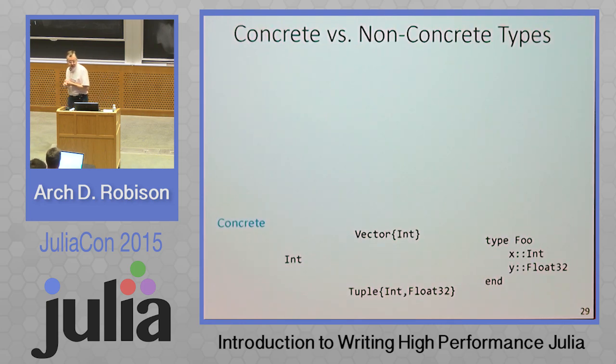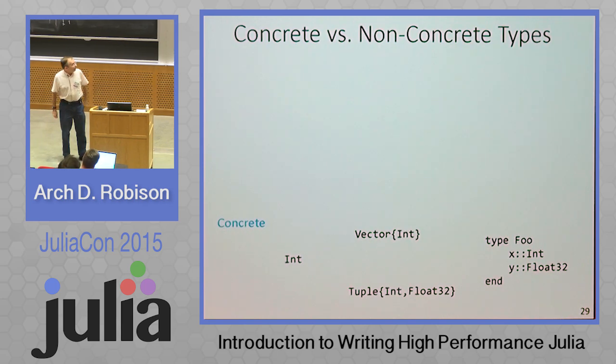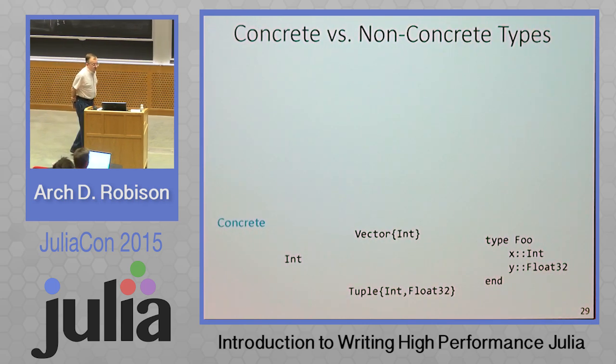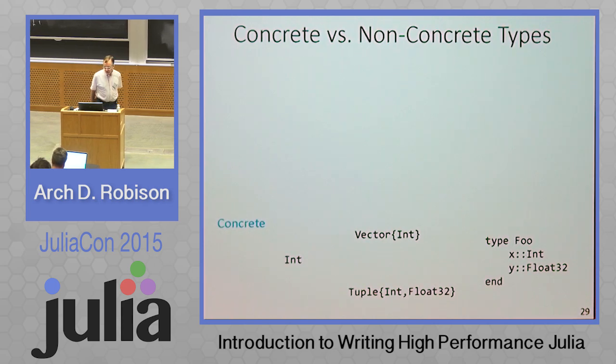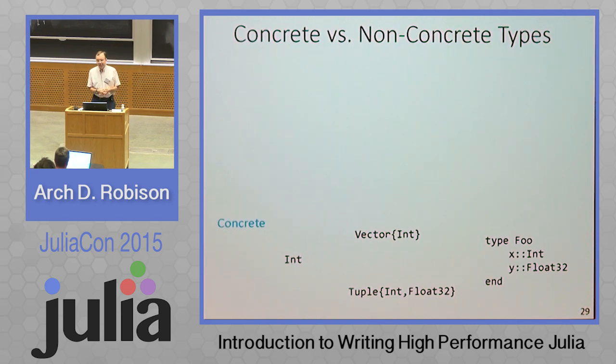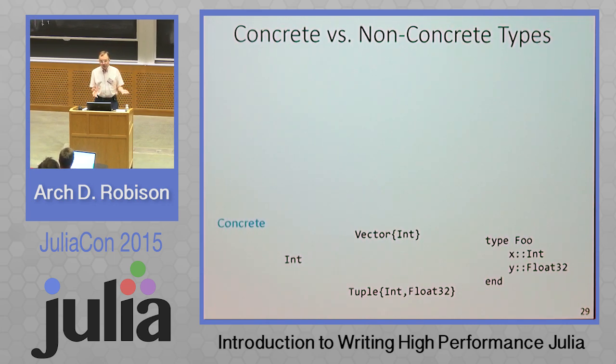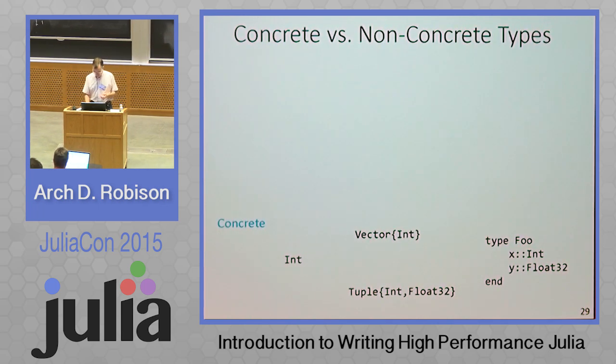OK, concrete versus non-concrete types. Concrete types are ones for which the layout is fully understood. They're types that machines understand, like Int. Int, depending upon your platform, is either a 32-bit int or a 64-bit int, but at compile time, if something's known to be an Int, the compiler knows exactly how it's laid out in memory, knows exactly which machine instructions apply to it, and it's good to go. Likewise, vector of Int, the compiler knows the exact layout of it and can compile code efficiently for it. A tuple of Int, Float, fine. A structure type here, Foo, we're good. The compiler's happy with that.